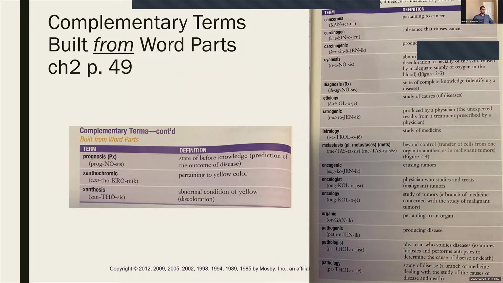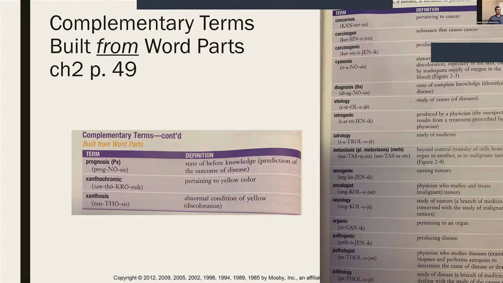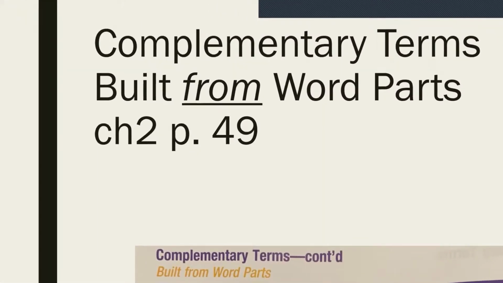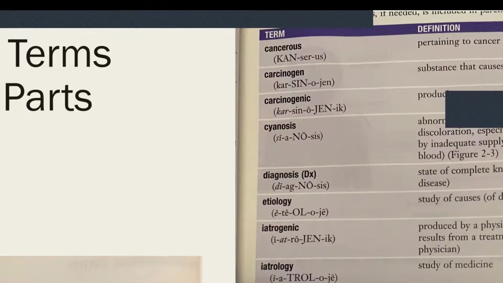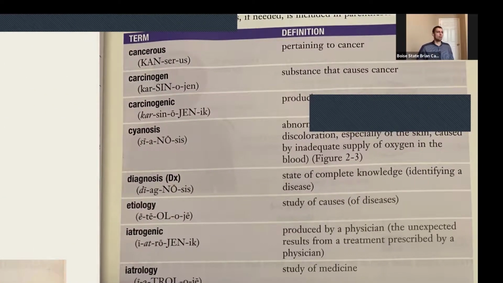Complementary terms. So the complementary terms then are, and we're still building these from word parts. So we're still talking about the Greek and Latin. So this is the category 1 from chapter 1 types of words. We're still building them from word parts, but they're complementary terms in that they are maybe not specifically telling you exactly what's going on, but they're added to other medical terms to complement them.